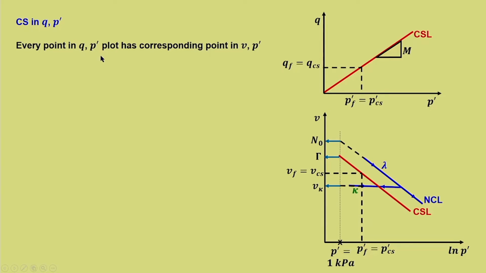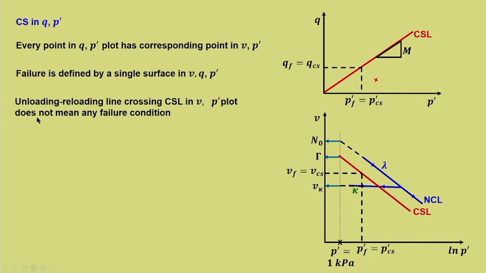Every point in the q-p dash plot has a corresponding point in the V-p dash plot. Wherever we take a point here can be correspondingly marked in the V ln p dash plot as well. Failure is defined by a single surface in V-q-p dash, which is the critical state of that particular soil. Now, the unloading reloading line crossing the critical state line in the V-p dash plot does not mean any failure condition.